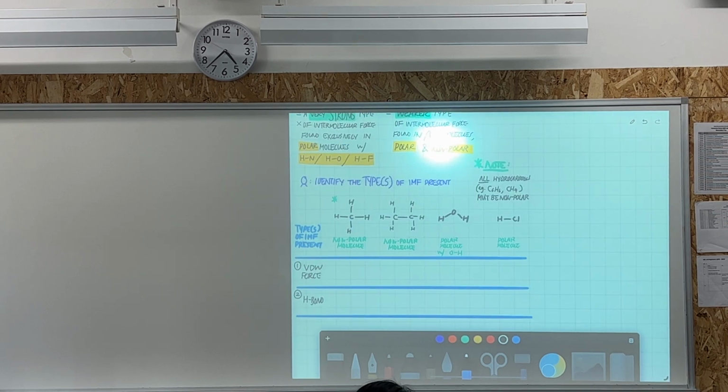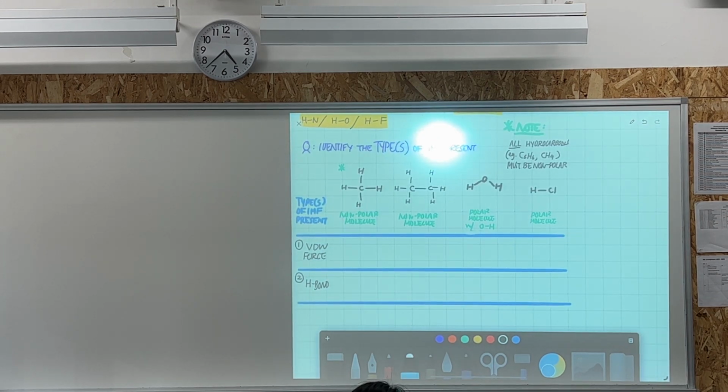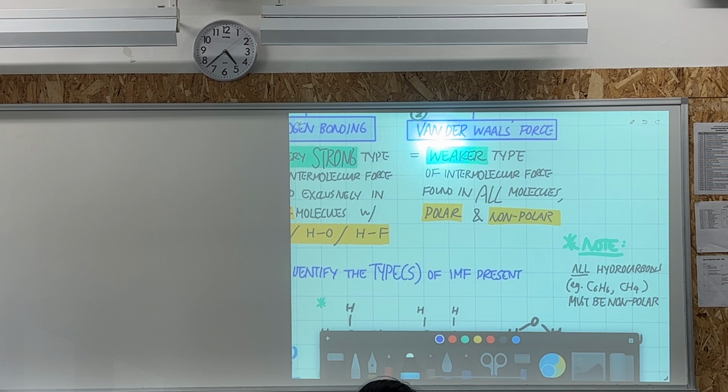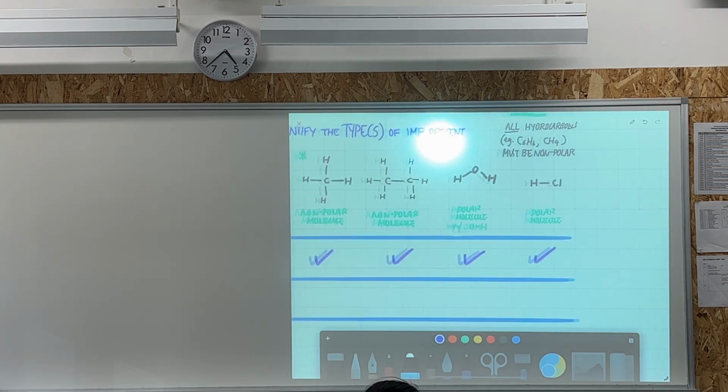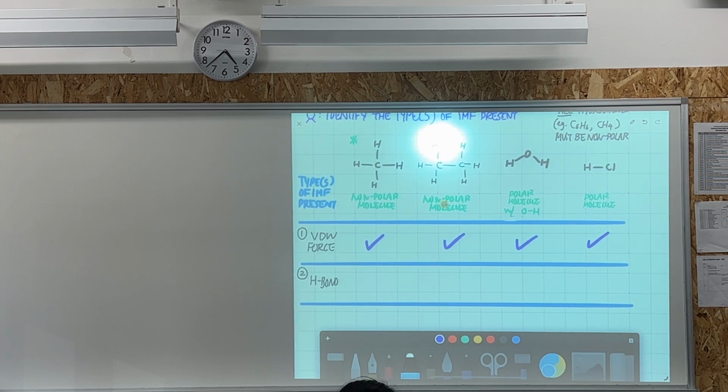So when do you expect to see van der Waals force and hydrogen bond? For the first one, it's present in all of them, right? Van der Waals force is present everywhere because as long as it is a molecule, it will have it. But it is stronger for polar than for non-polar substances. You see, these are non-polar, so they have van der Waals force, but these are weaker. These ones are polar, so they are stronger.